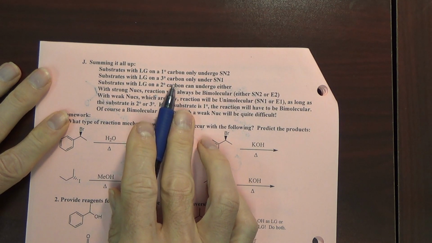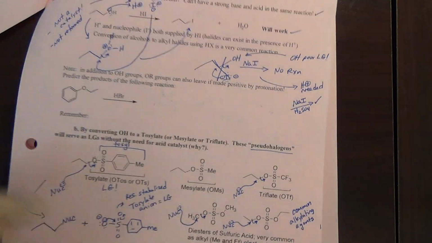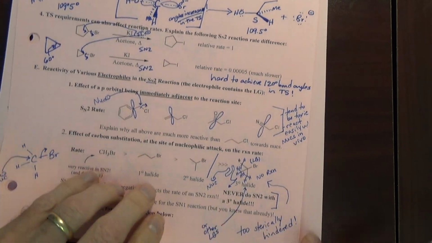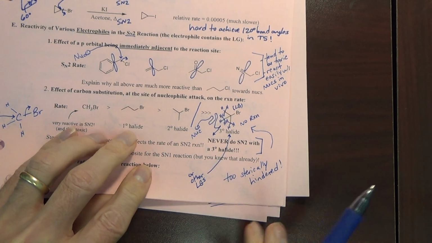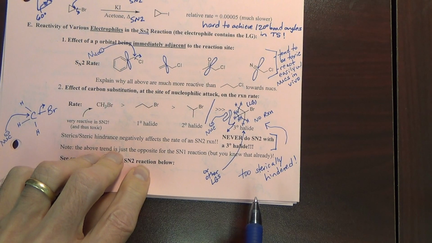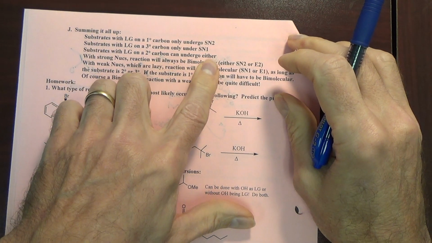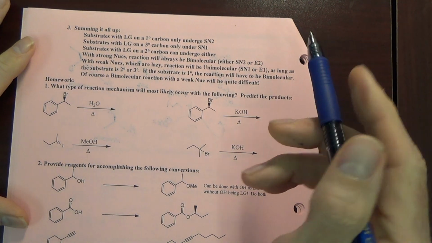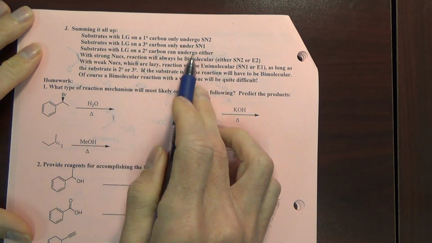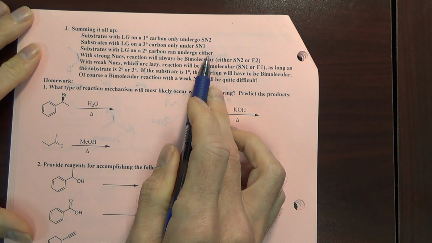Substrates with leaving groups on tertiary carbons can only undergo Sn1. Remember we said that if the leaving group is on a tertiary carbon, never do Sn2, right here, it's actually in bold. Never do Sn2 with a tertiary halide. Okay? And of course, it could be other leaving groups other than halides. Substrates with leaving group on secondary carbon can undergo either reaction. Now in this case, we will want to be looking for other information to help us to predict the mechanism, such as stereochemistry.